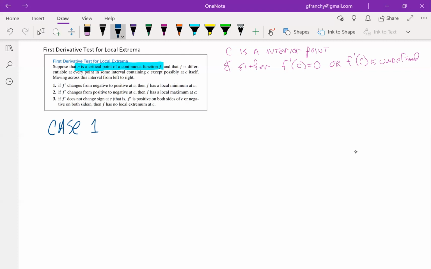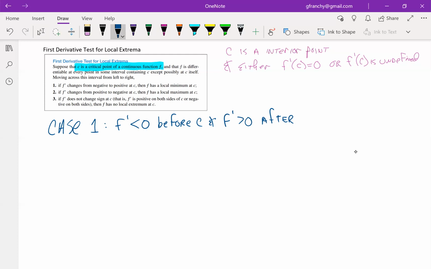So case one, the derivative is negative before C and positive after.